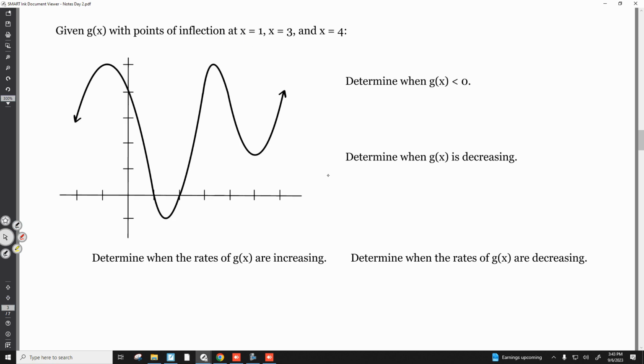I am telling you where the points of inflection are. There is a point of inflection at 1. So right here, you're changing your curvature. I'm not going to tell you what you're changing. So right at 1, at 3, which is right around here, you change your curvature right there. At 4, you change your curvature right around there.